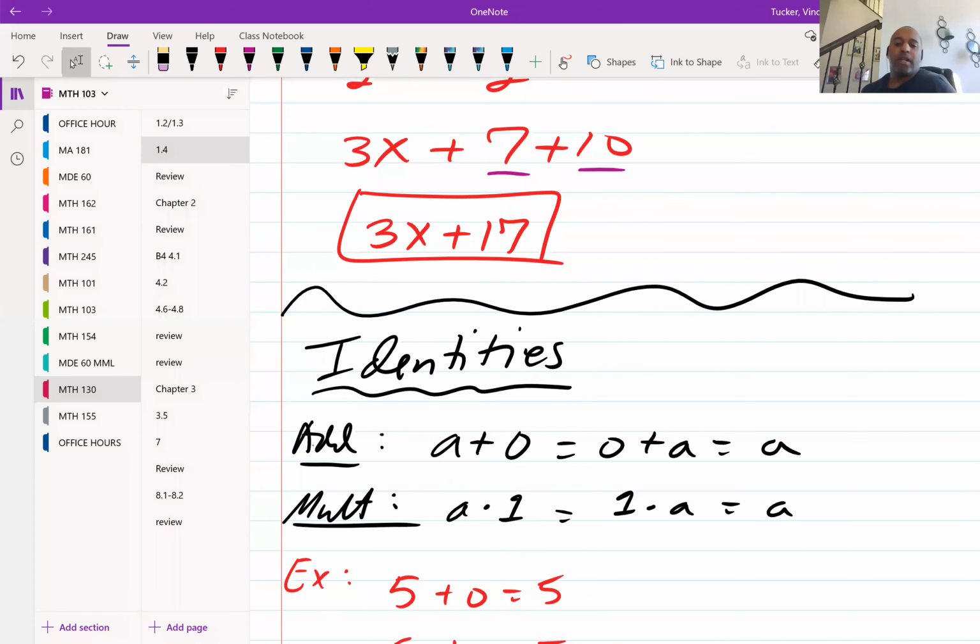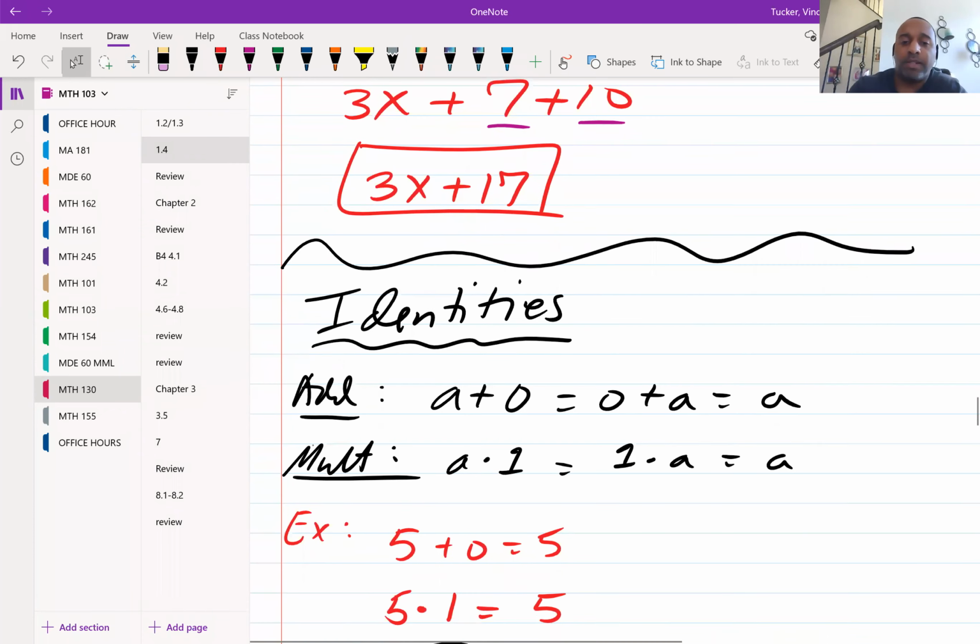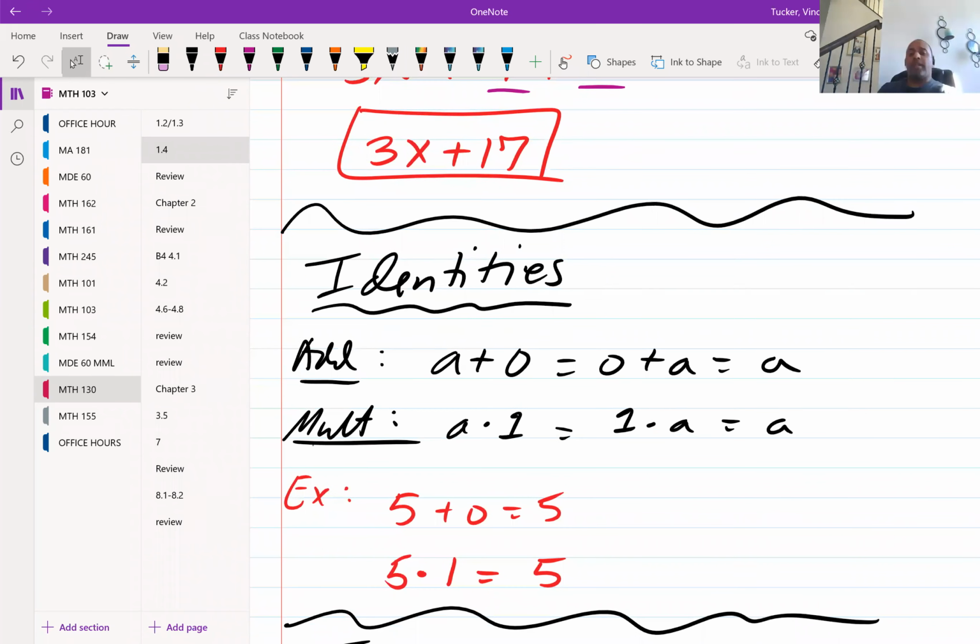Identity property for addition and multiplication. Once again, those are the two we're looking at. A plus 0, 0 plus A is A. A times 1, 1 times A, still A. So all this is saying is that adding 0 to anything just leaves it with itself. Multiplying 1 times anything will leave you with itself.